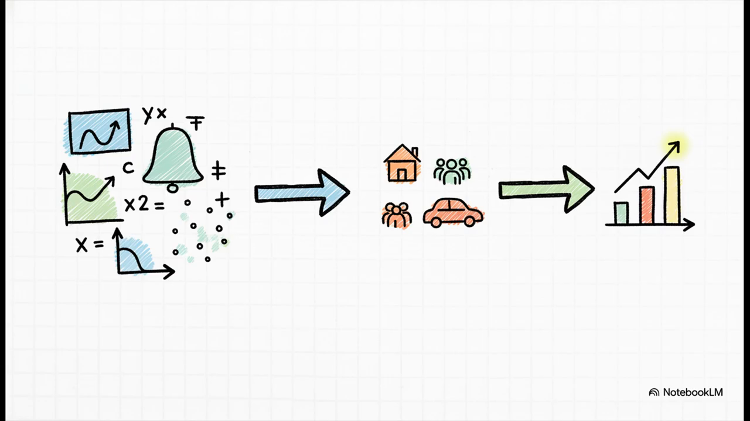The basic idea here is actually pretty simple, just using math to find patterns in the world. So imagine you're trying to predict house prices. What machine learning does is take a bunch of historical data, square footage, number of bedrooms, location, and it uses statistics to build a model that can predict the price of a new house it's never seen before. That's it. It's all about making decisions based on data.